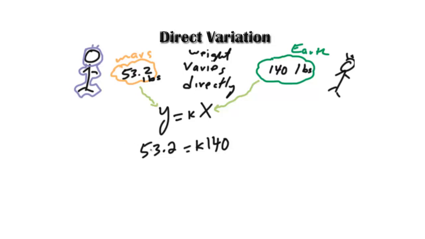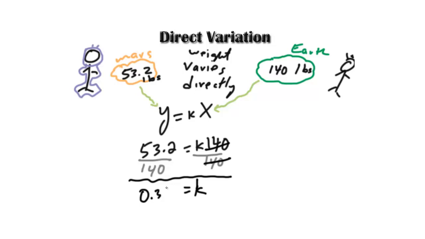Okay, so to get k by itself, I'm just going to divide both sides by 140. And if we do this out, this 140 and this 140 cancel, and you're just left with the k. And here, if you do it out, you're going to get 0.38. Okay? So once we know what k is, we can go back and rewrite our direct variation equation.